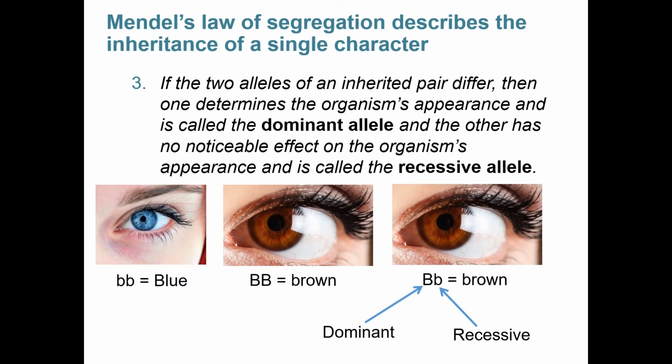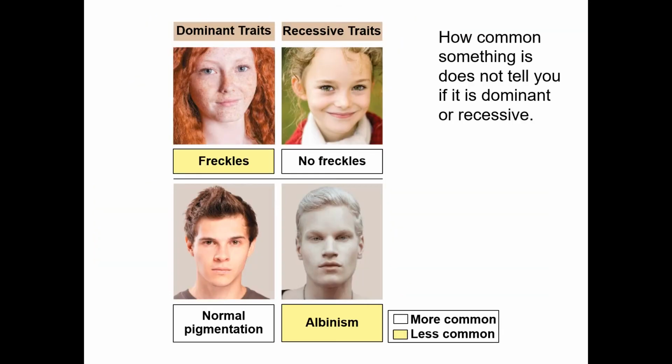Sometimes students will conflate the idea of something being common with it being dominant. Whether or not something is common has nothing to do with its relationship to other alleles. For example, let's look at these traits. On the top we see freckles versus no freckles. The dominant trait is freckles. If you're heterozygous, you will have freckles. You have to be homozygous recessive to not have them. But it's very common to not have freckles. Freckles are actually pretty rare.